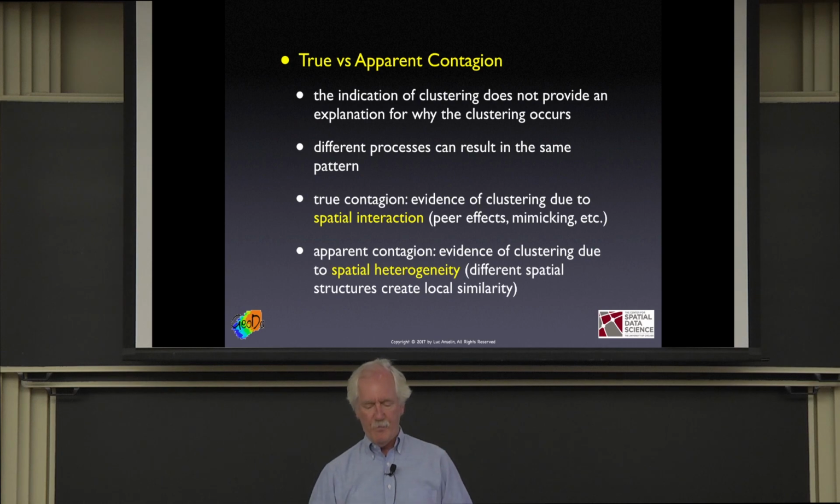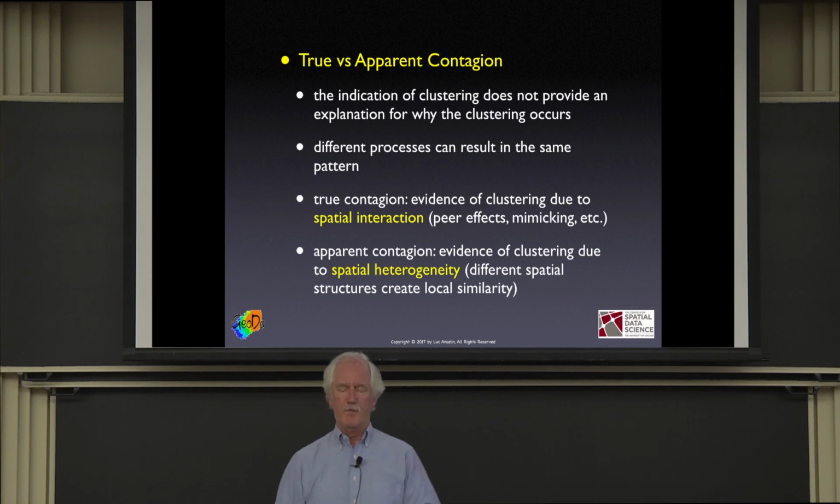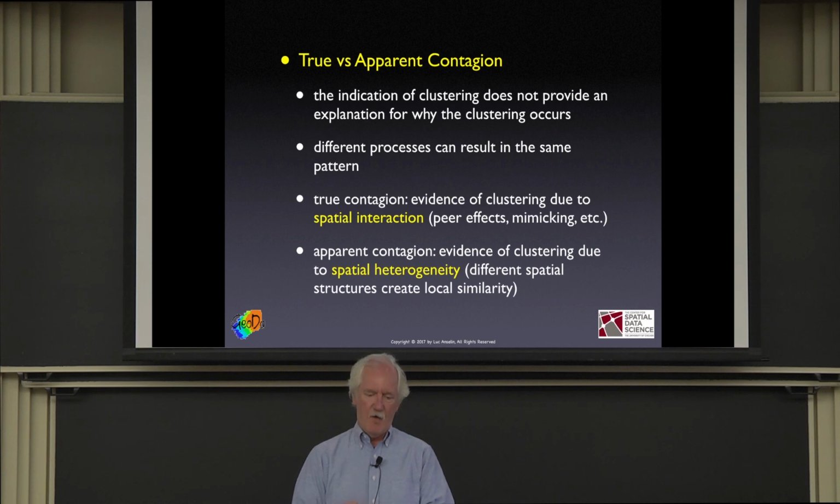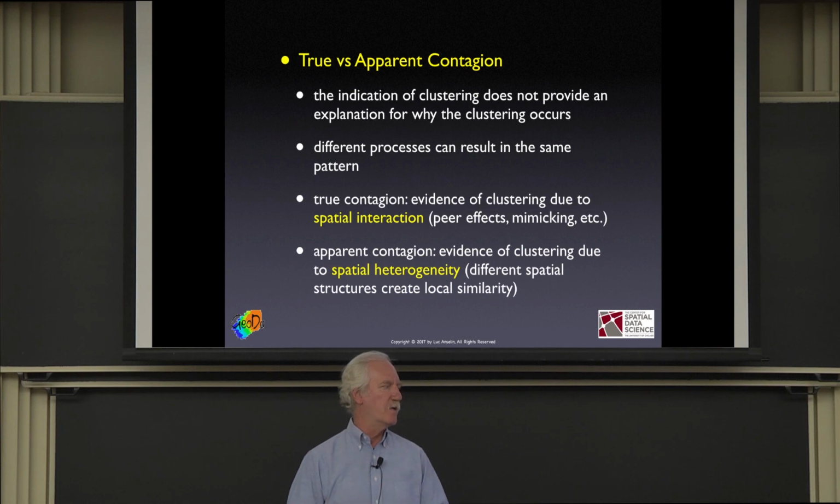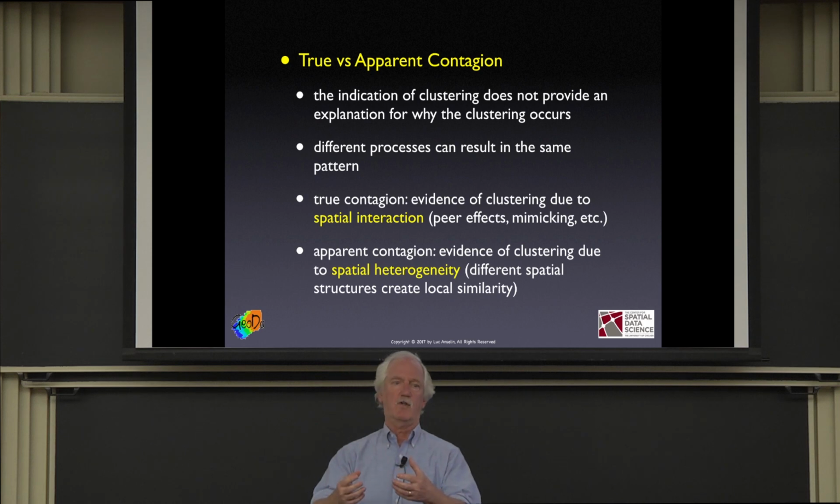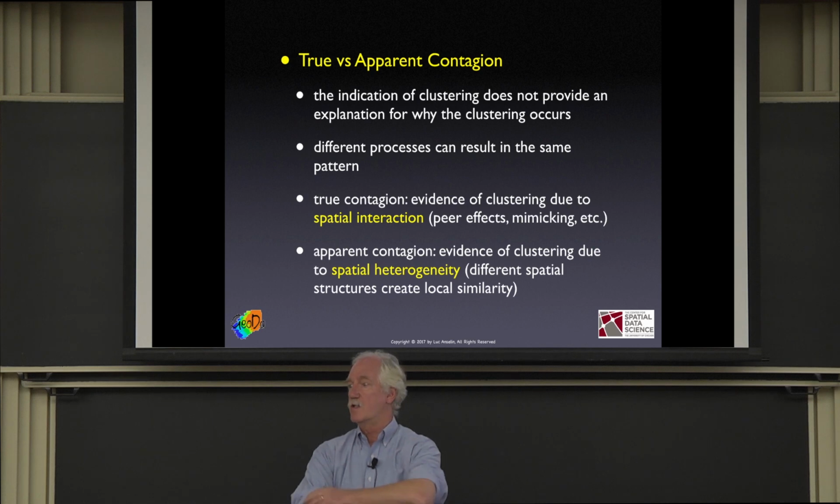Some really more philosophical problems. There's this notion of true versus apparent contagion. And this has to do with what in the literature is called the inverse problem. And it's the difference between pattern and process. So process is how something works. Pattern is the outcome. And so one of the problems, especially with cross-sectional analysis, is that we get a pattern, but we have to figure out how did we get there. What was the process that gets us there? And you know, it's the same in a lot of sciences.